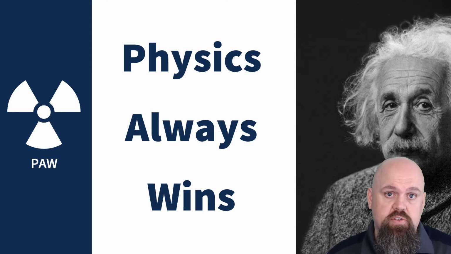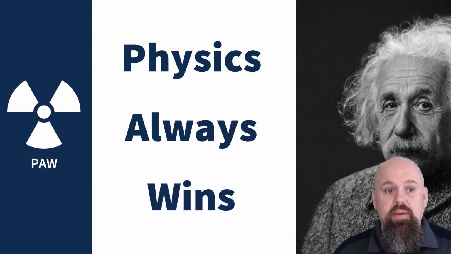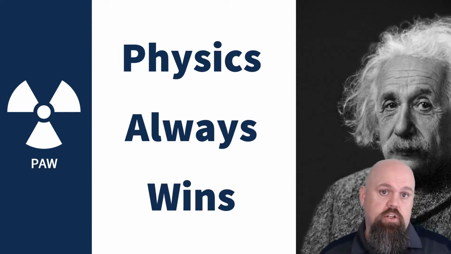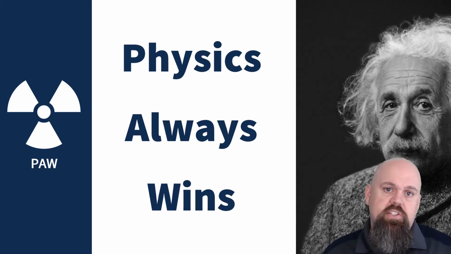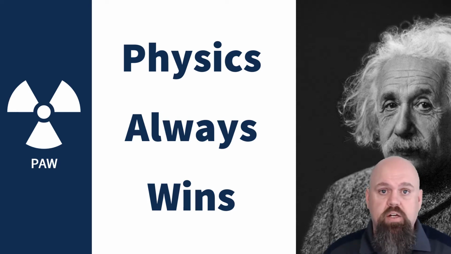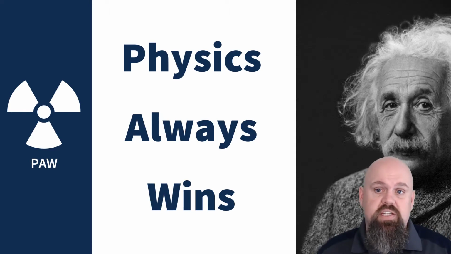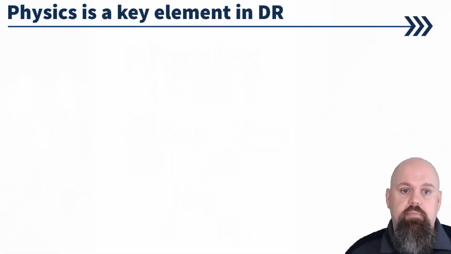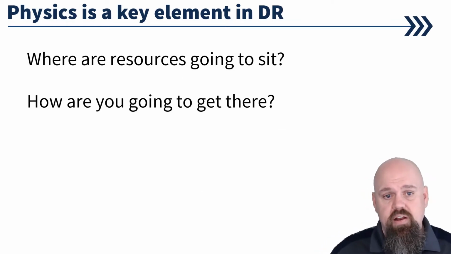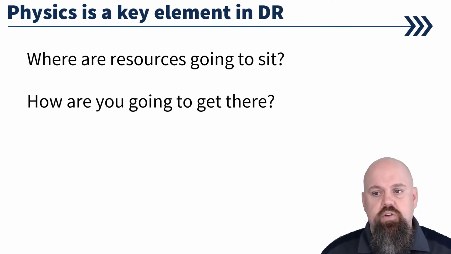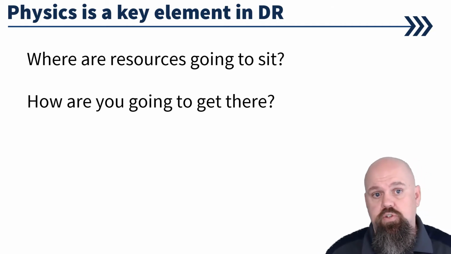Maybe that latency is too great for our application and we have to adjust. Maybe instead of the West US, we bring the data a little bit closer to the Central US, where it's still physically isolated across multiple hundreds of miles, but it is closer to our consumers in the event of a disaster. So we have to think about where are the resources going to sit and how are we going to get there and ensure that the latency is going to be acceptable for our disaster recovery solution.